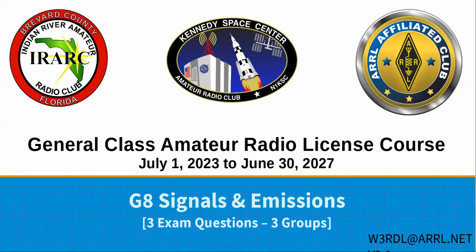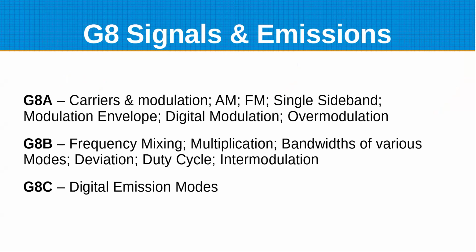So we're going to talk signals and emissions. Three more exam questions. So we'll do carriers and modulation, talking about AM, FM, single sideband, a little more detail than what we just went over. Examples of digital modulation and overmodulation for AM and FM, frequency mixing, frequency multiplication, which is normally used in FM transmitters.